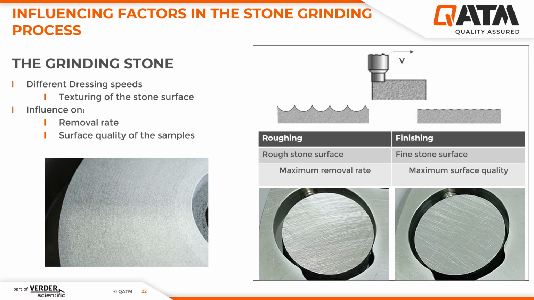Another influencing factor is the dressing speed. This is the speed at which the diamond dresser dresses the stone. If you dress the stone with a high speed, a spiral texture is created on your stone surface. This rough stone surface creates high removal rate, but also a rough sample surface.